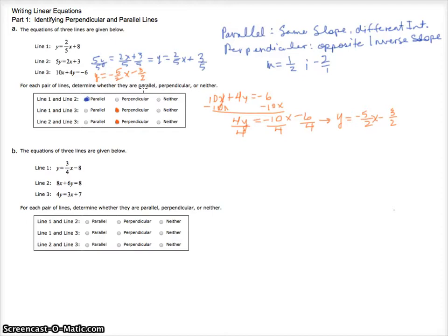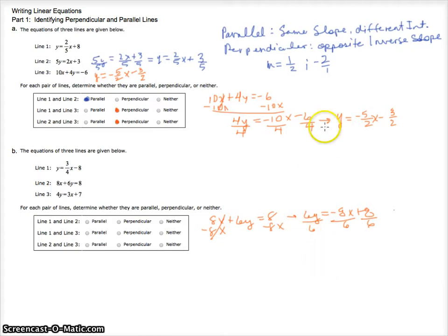Part B, line 1 is 3/4 x minus 8, so we need to go figure out line 2. I'm going to subtract 8x from both sides. This is going to yield 6y equals negative 8x plus 8. Then I need to divide everything by 6.